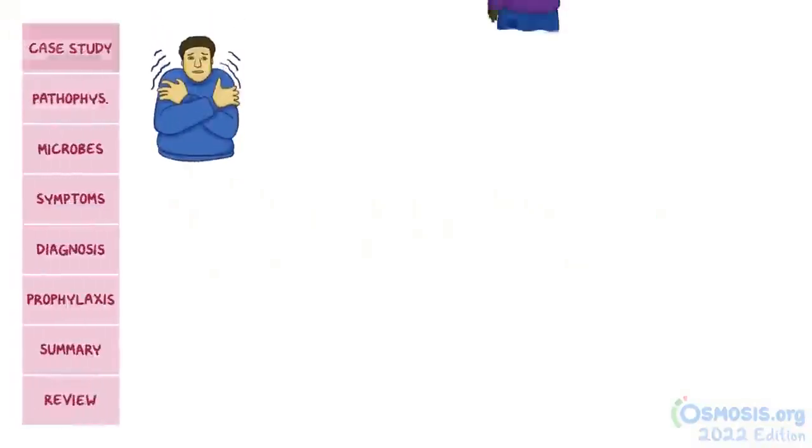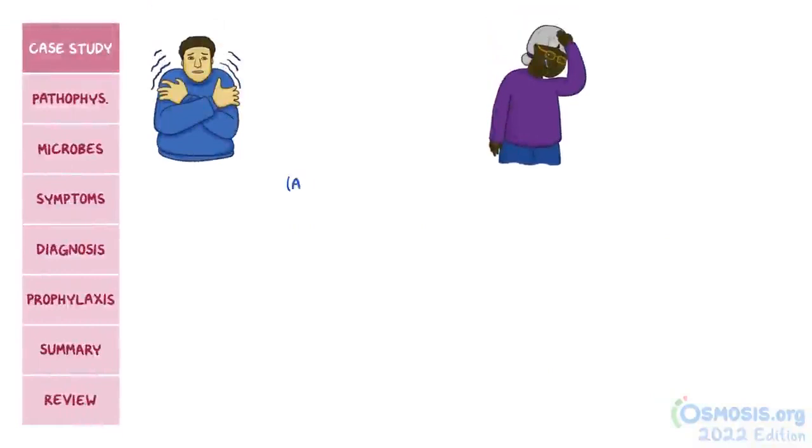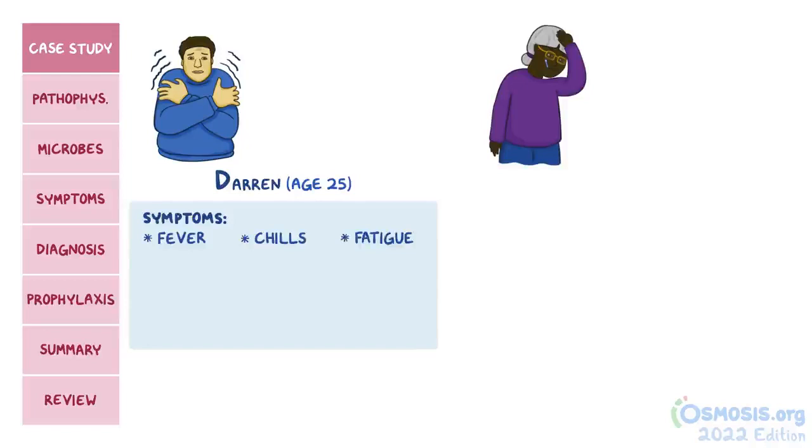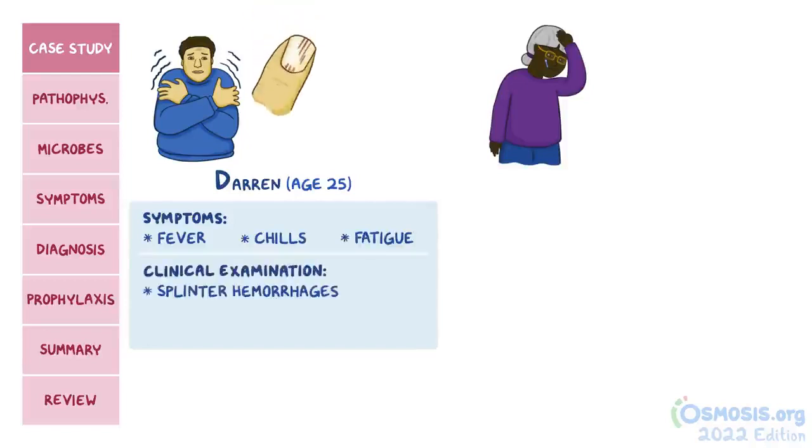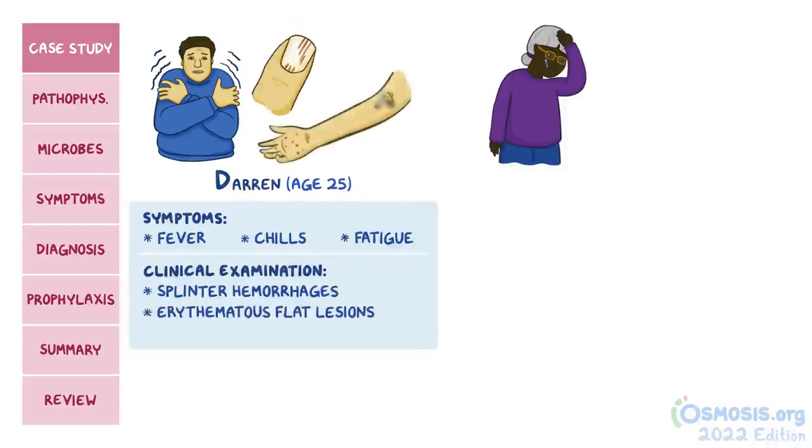Two people came into the cardiology ward. One of them was 25-year-old Darren, who came in with a fever, chills, and fatigue. On the clinical examination, his fingernails had splinter hemorrhages, and the palm of his hands had some erythematous flat lesions. There were also some track marks on his forearm.